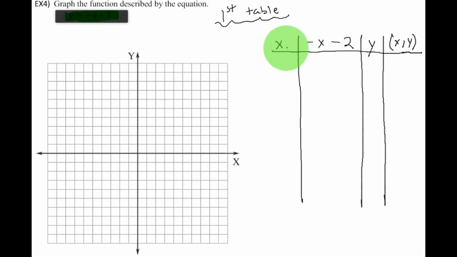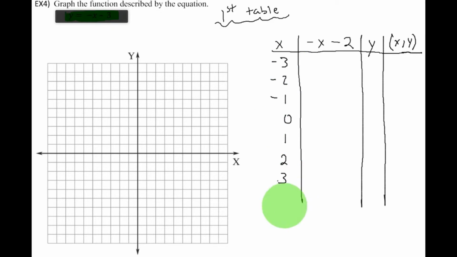Now when generating ordered pairs, you get to create whatever x values you want. I like to keep the math simple, but I like to get an overall view of what my graph looks like or what my function looks like. So I'm going to start with negative 3, negative 2, negative 1. I'll use the value 0, positive 1, positive 2, and positive 3.